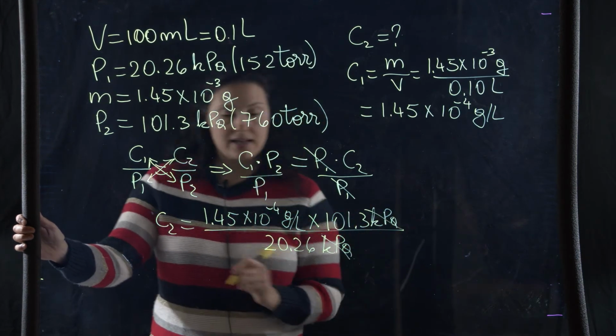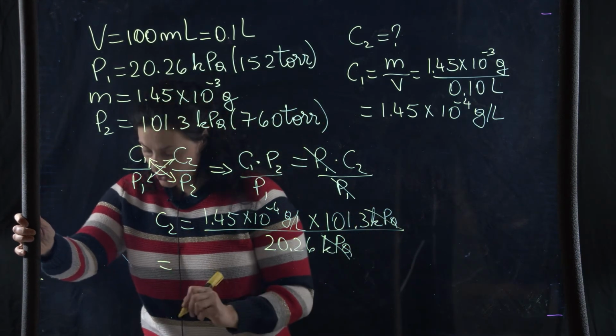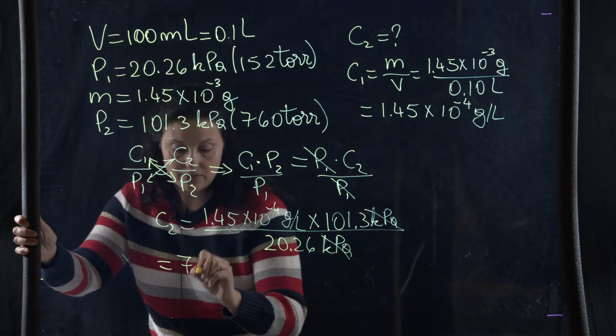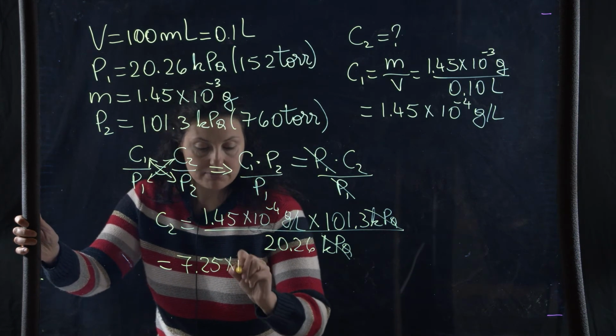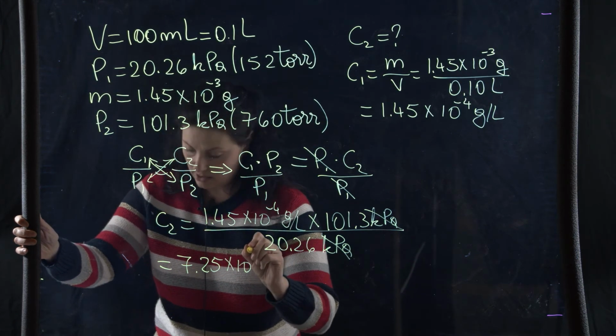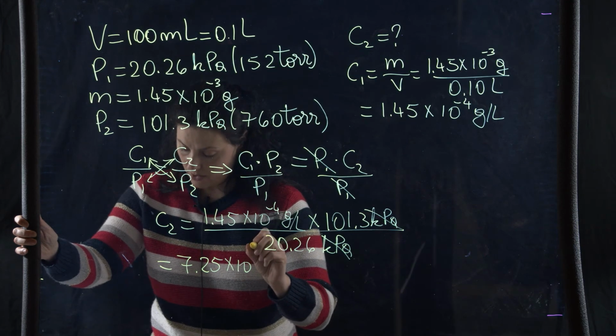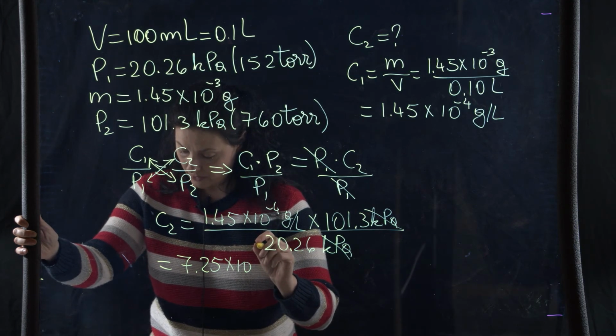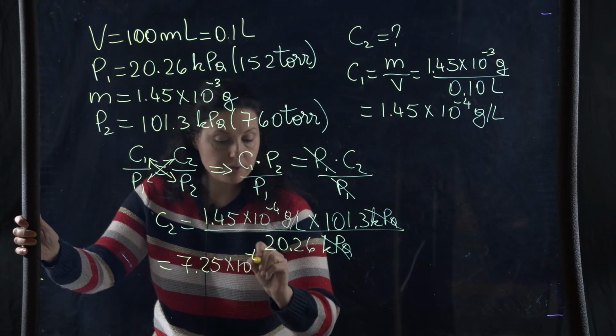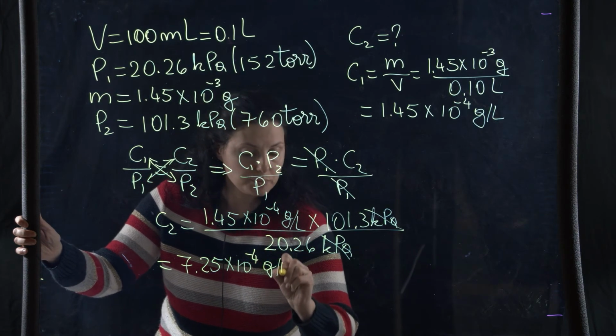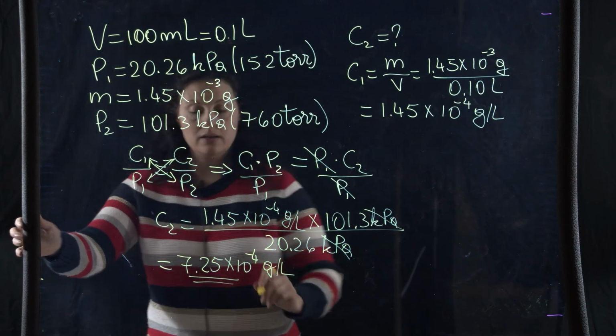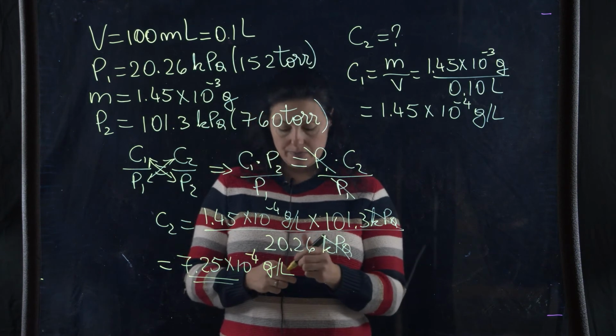My kilopascals cancel, and C2 comes out to be 7.25 times 10 to the minus fourth grams per liter. That is my second concentration.